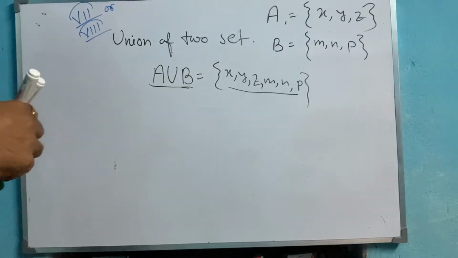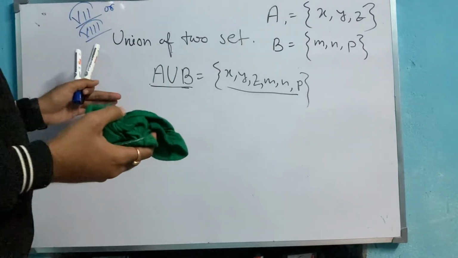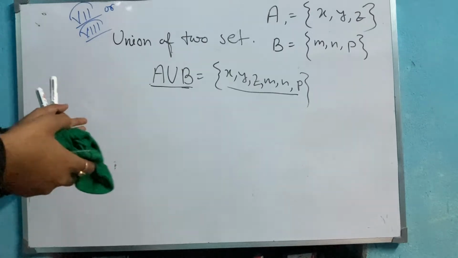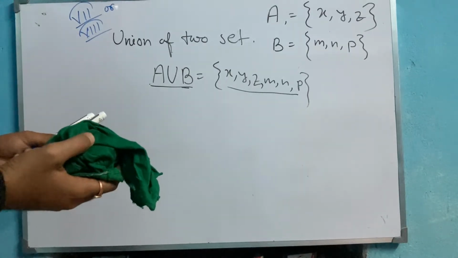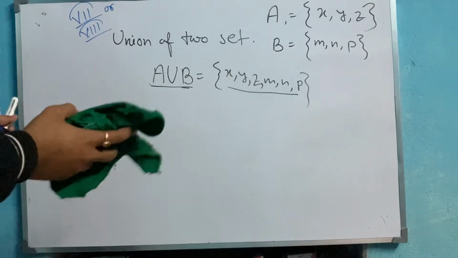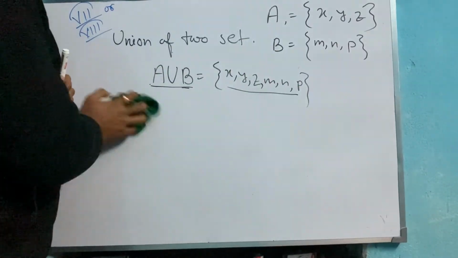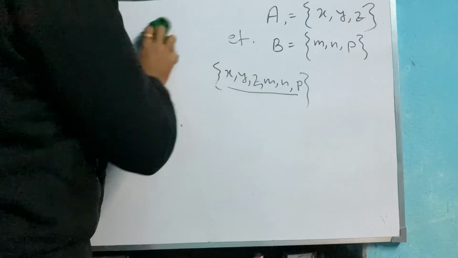Union of two sets means all the elements are present either in A or in B. Either present in one or in the other one. That's it, the union of two sets.